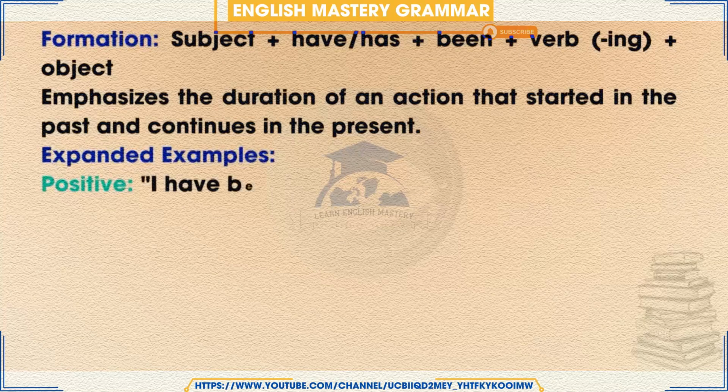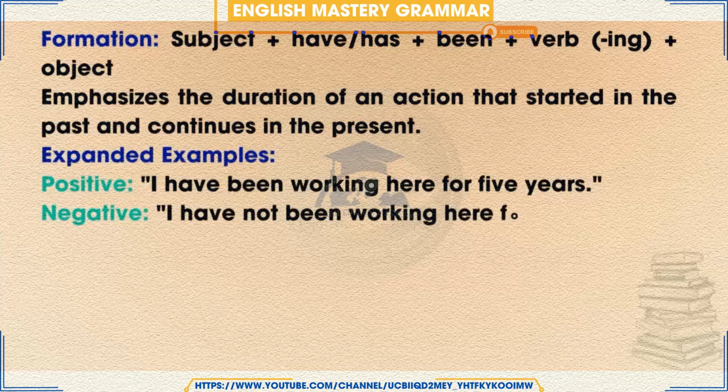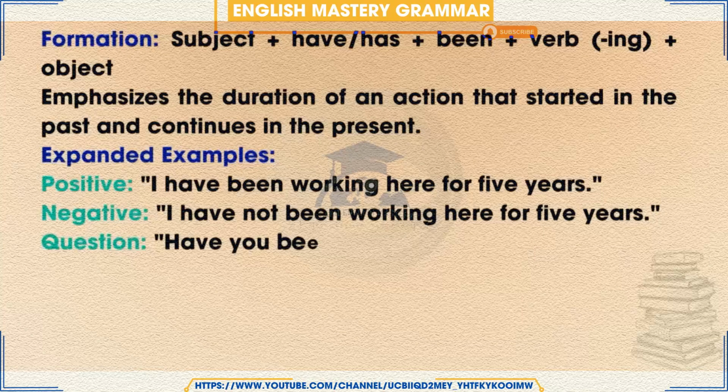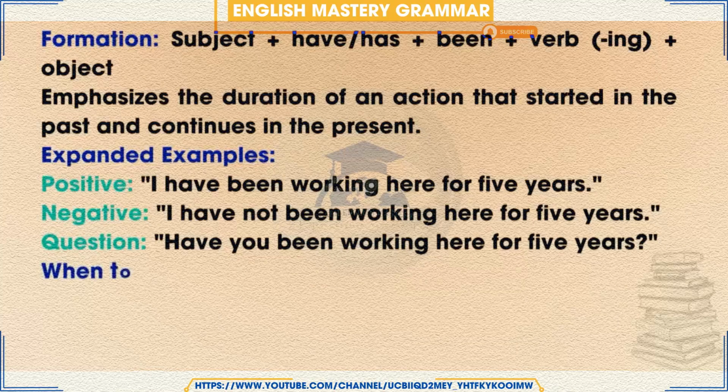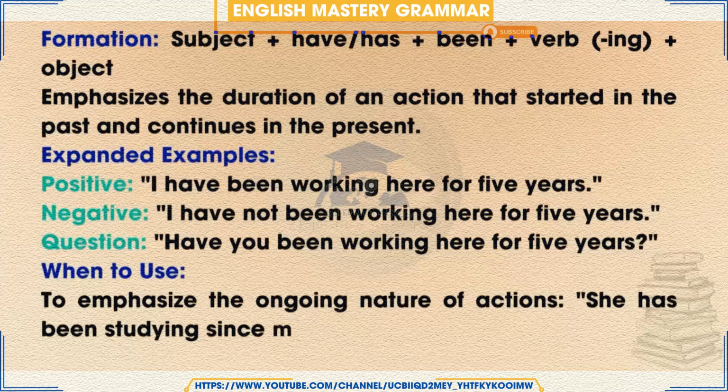Expanded examples. Positive: I have been working here for 5 years. Negative: I have not been working here for 5 years. Question: Have you been working here for 5 years? When to use: to emphasize the ongoing nature of actions. She has been studying since morning.